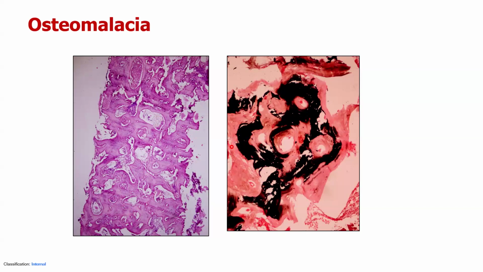So you are seeing here, when stained with von Kossa, there is irregular deposit of staining of the mineralized bone and very thickened osteoid which is devoid of calcium.